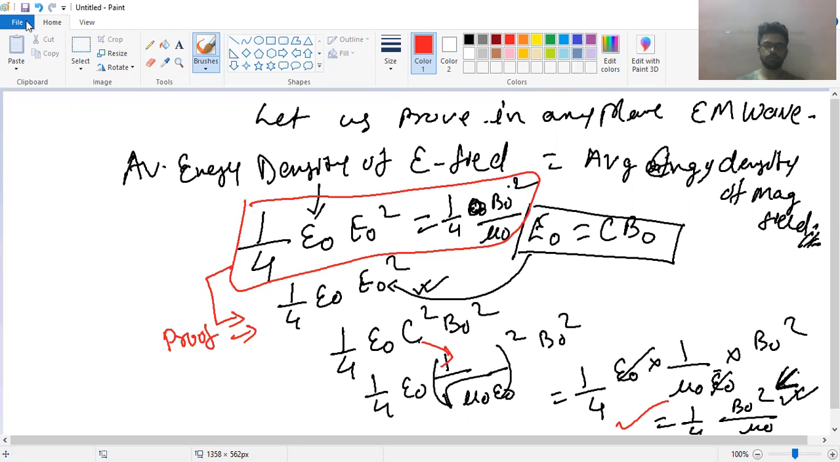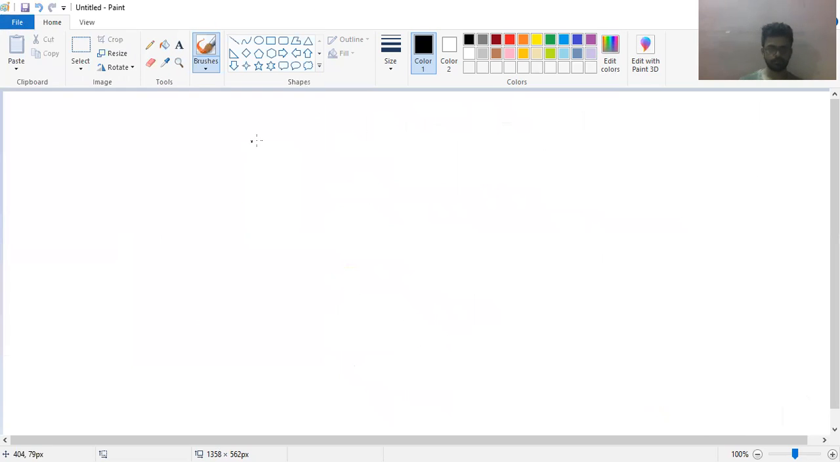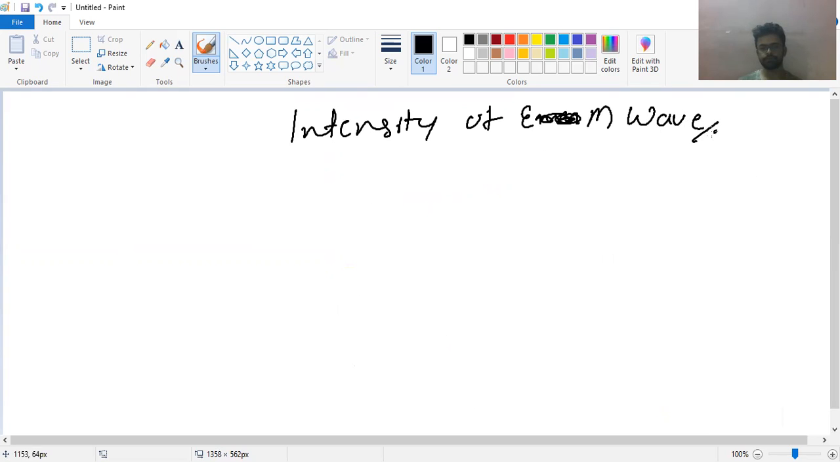So going to the last topic of our discussion, intensity of electromagnetic wave. It's important, right? What is intensity? What is intensity of an electromagnetic wave? Intensity is energy crossing per unit area per unit time. This is intensity of any wave. Simple.